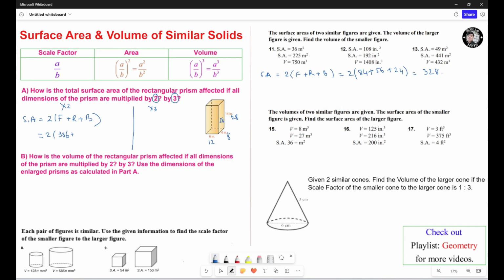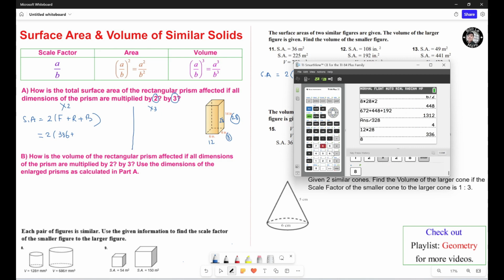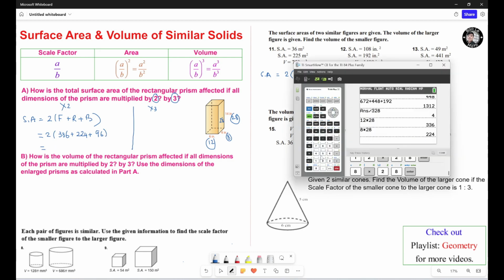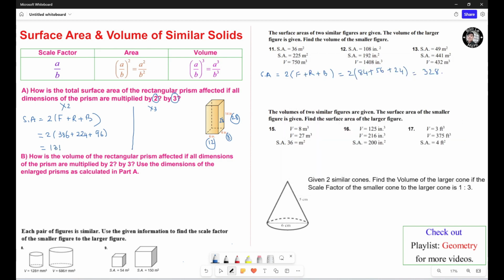Now right should be 8 and 28. 8 times 28. It's going to be 224. Plus the bottom. The bottom should be 12 times 8. This should be 96. Alright. And then the final answer should be 336 plus 224 plus 96. Then you multiply by 2. Alright, it should be 1312.